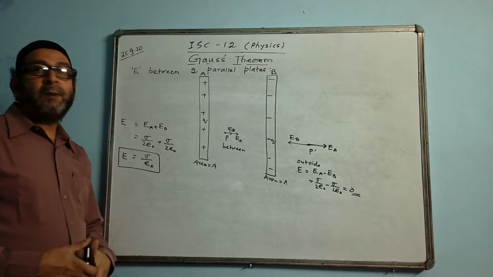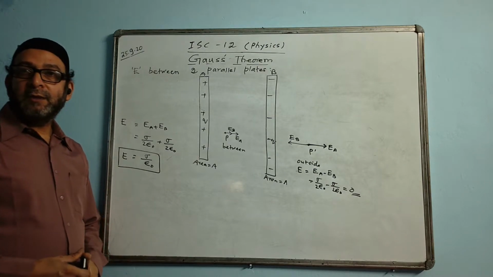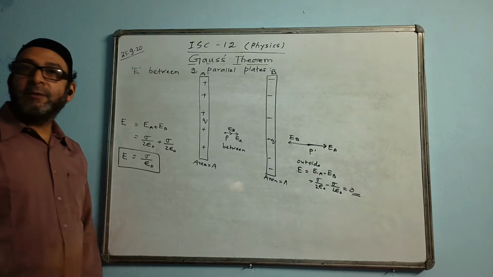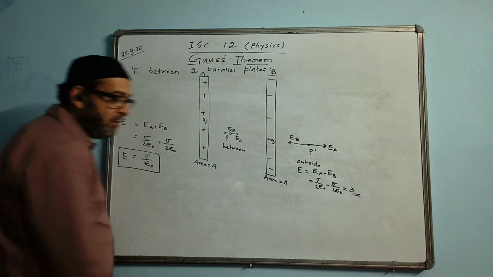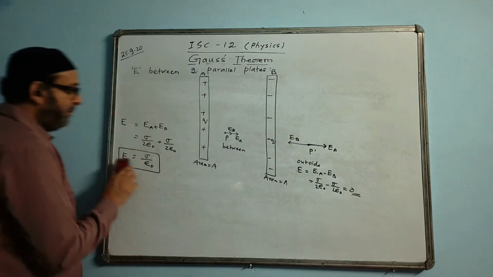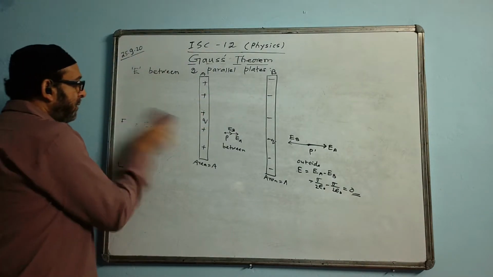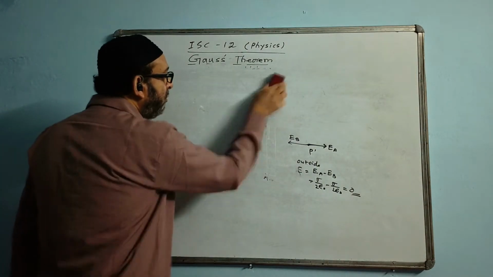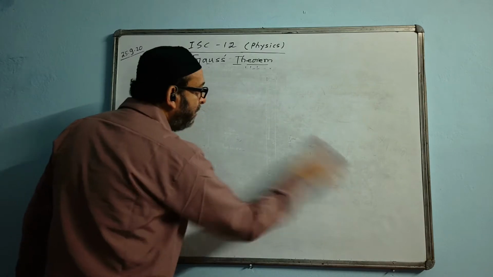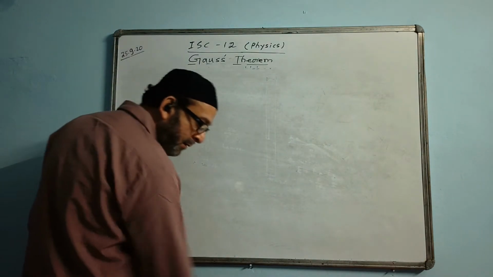So this was the last part of the theory of this chapter. Now we'll do some short problems on this chapter and then this chapter is over. Then we'll be switching to the new chapter. Okay, now we are doing some short numerical problems which may come and which have come in the past in ISC.